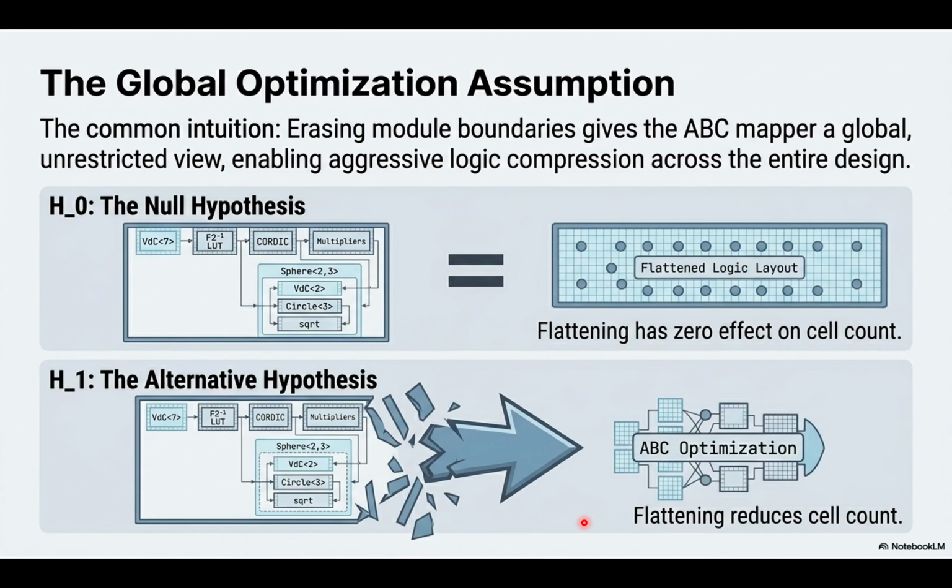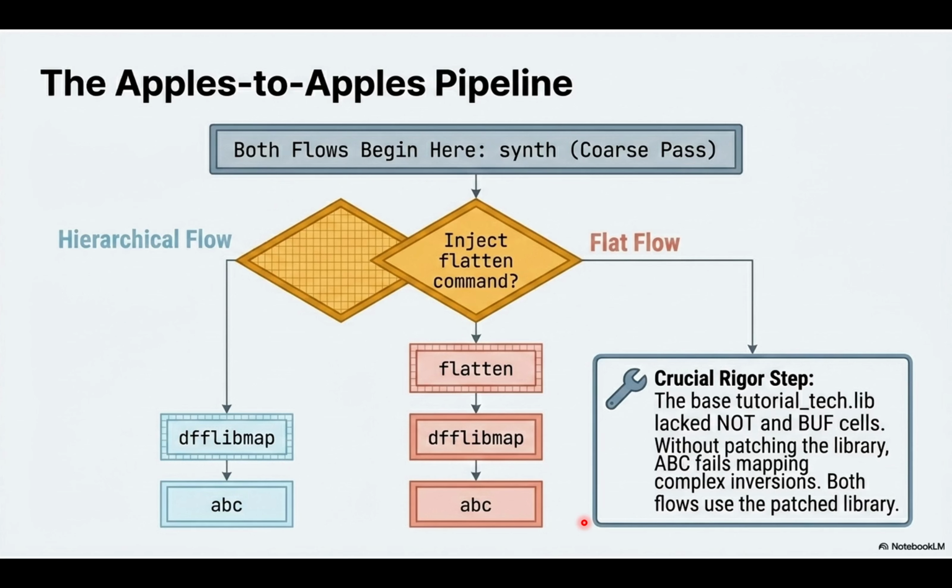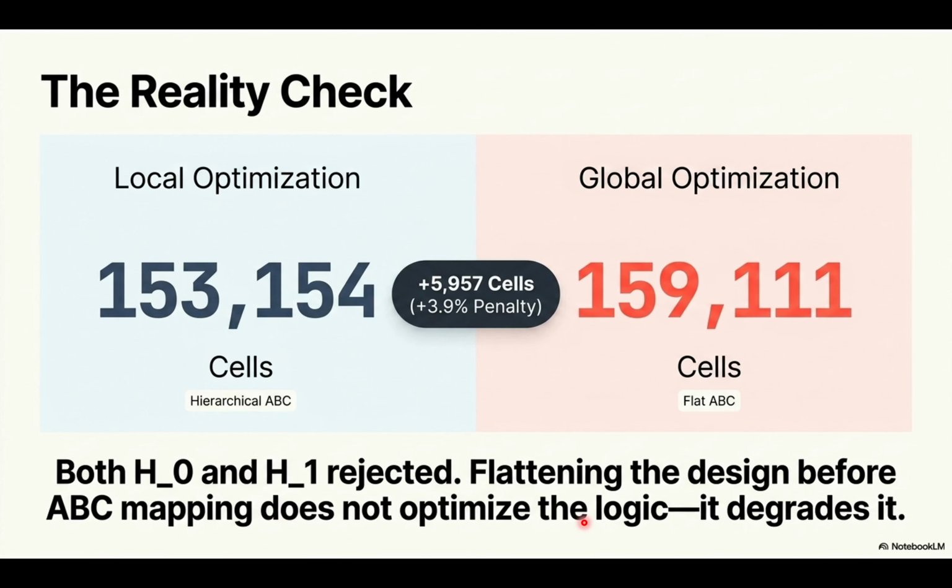The test subject chosen to prove this was the Sphere 332 module. Okay. To give you a sense of scale, this design begins as a 66,511 cell structure, broken down into 7 distinct submodules. Wow, so over 66,000 cells. Yeah. You have your VDC modules, your Cordic instances, and your multipliers all interacting. So we let the ABC mapper run the hierarchical flow first, optimizing the submodules independently. Right. Room by room.